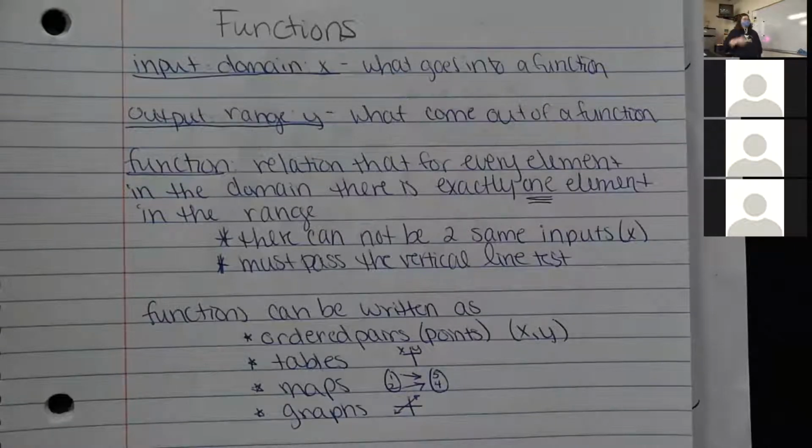A function is a relation that for every element in the domain, there's exactly one in the range. So what that means is there can't be two of the same inputs, can't have two of the same X's, and it has to pass the vertical line test. Those actually mean the same thing. So if you have a graph, it's easier just to do a vertical line test. If it's listed in ordered pairs or listed by domain and range, it's easier just to look for if there's the same X's.